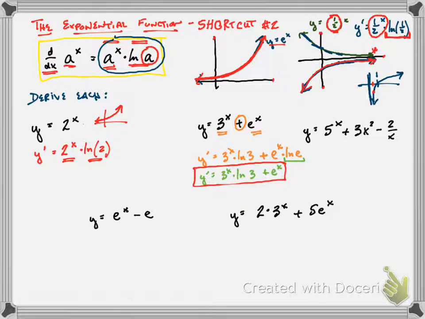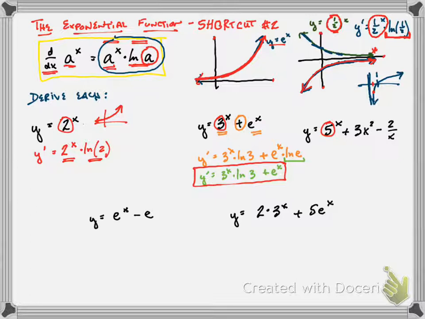If your base is not e, say it's 2, or 5, or 3, then your derivative is a to the x times the natural log of a, and we'd have to write the natural log of whatever that constant is. All right, let's take a look at this next example.